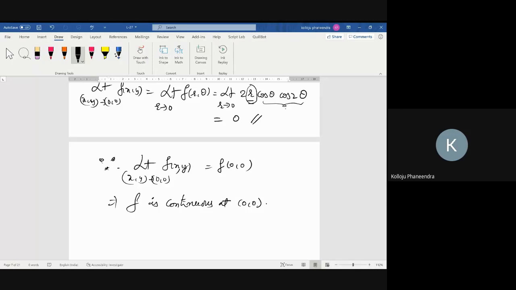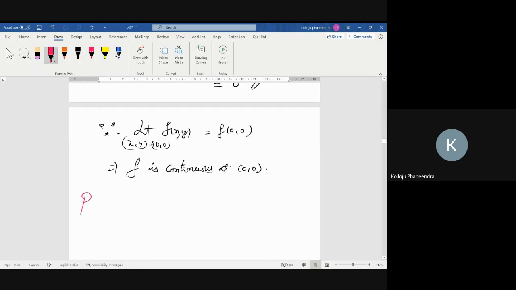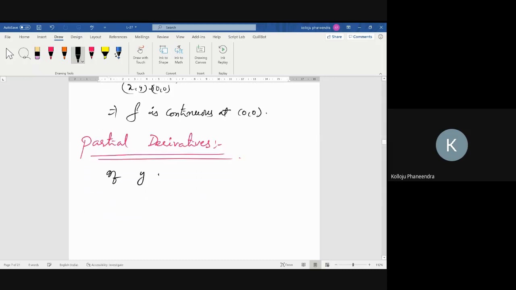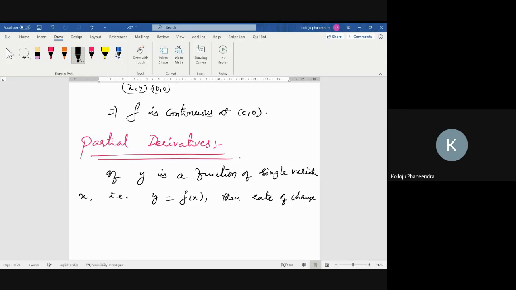Next topic, partial derivatives. Partial derivative: if y is a function of a single variable x, that is y equal to f of x, then the rate of change in y with respect to the rate of change in x is called derivative. In particular, this is called the ordinary derivative.